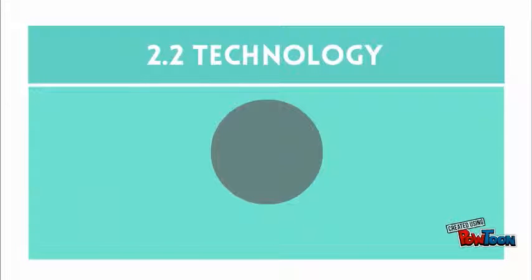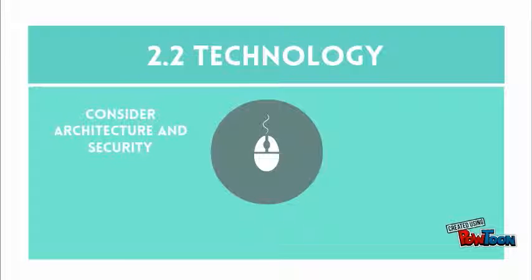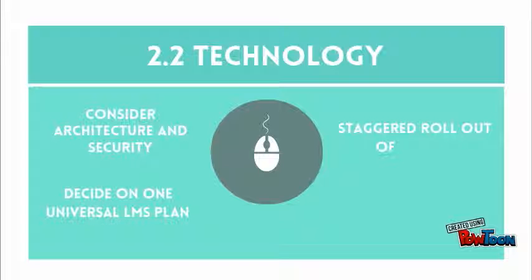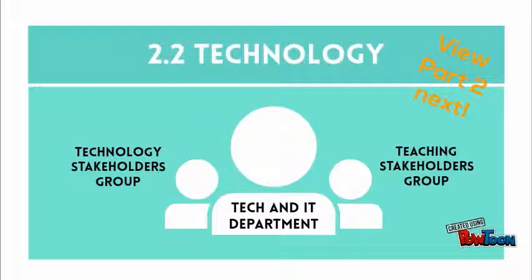Section 2.2 covered technology, which is basically everything that goes on behind the scenes to make the blended learning environment possible and accessible. Actions taken in this phase are considering architecture and security of your program and the student information within it. This is also the phase to consider learning management system options and decide on a universal LMS to maintain consistency. Now is the time to have the conversation about building versus buying an LMS platform. As for devices, rollout will be staggered as teachers complete their training. The tech and IT department will be heavily involved in this aspect of the plan, with support and input from the technology and teaching stakeholder groups.